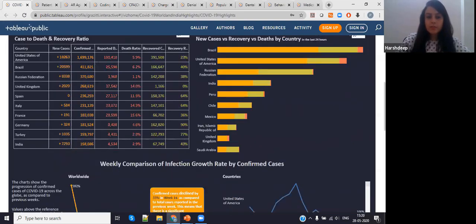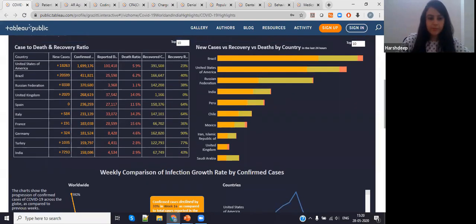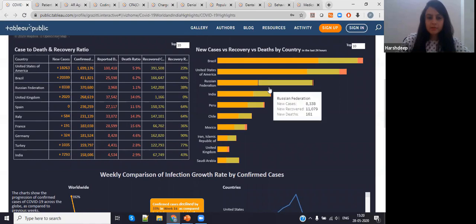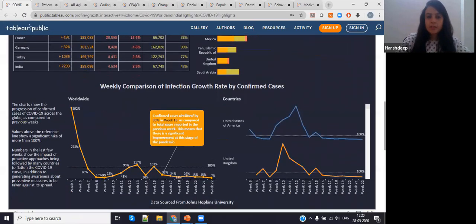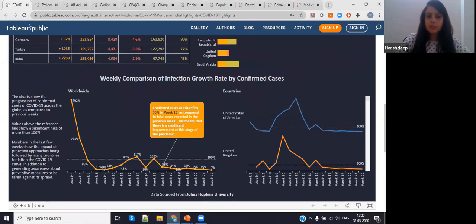Below the world map is a table with the case to death and recovery ratio for the top 10 worst affected countries. While the default view is set to top 10 worst affected countries, you can also input the number of your choice to view more countries. To the right of this table, you can see new cases versus recovery versus deaths in the last 24 hours by country in the form of a bar graph. And finally, at the bottom of your screen, you can see a weekly comparison of the infection growth rate by confirmed cases.